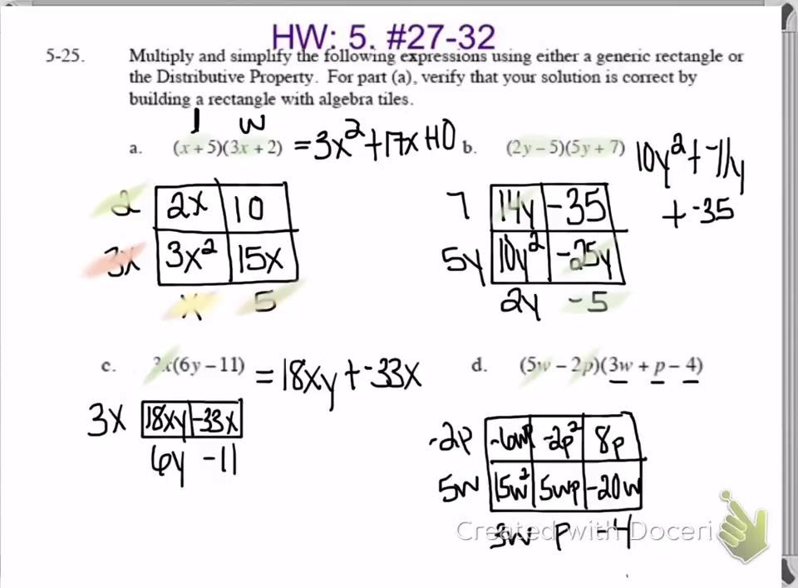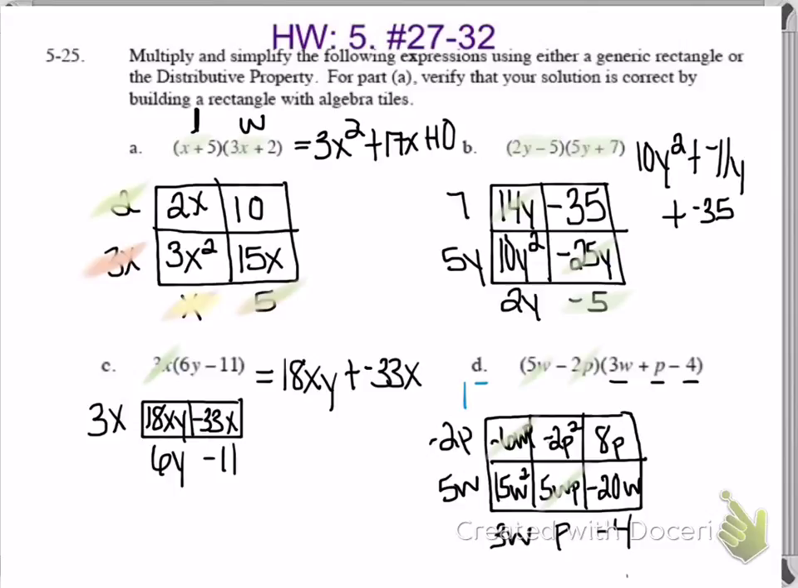So I went ahead and multiplied that last generic rectangle. But one thing that I want you to notice is that WP and PW are like terms, because remember, multiplication order does not matter. So when I combine like terms, I need to make sure that I put those two together. So again, you cannot leave your answer in the generic rectangle. You do have to write it as a sum.